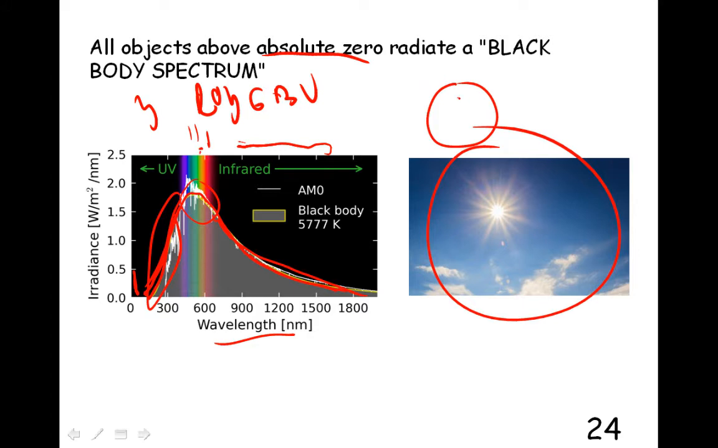A black body would absorb all the light or any radiation that's coming in, because it doesn't reflect anything at all. But then it radiates according to this black body curve.